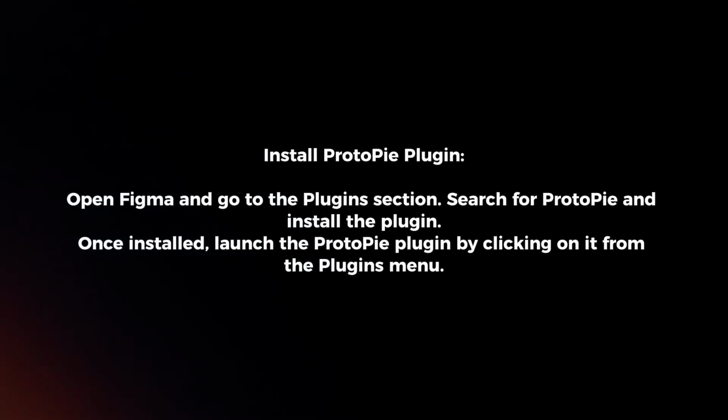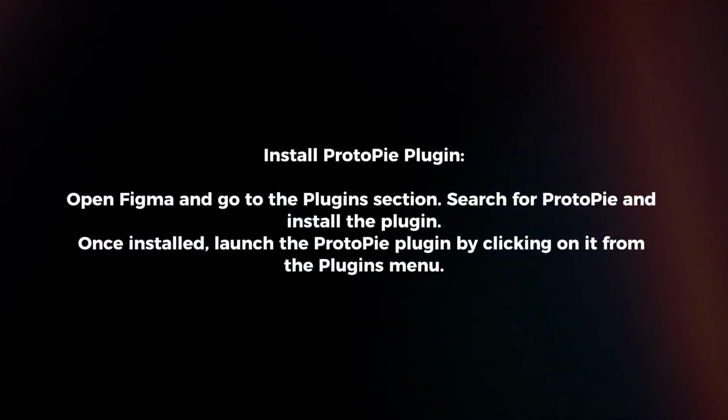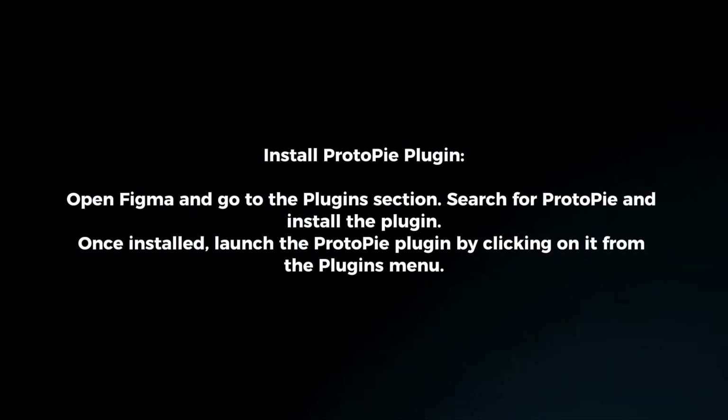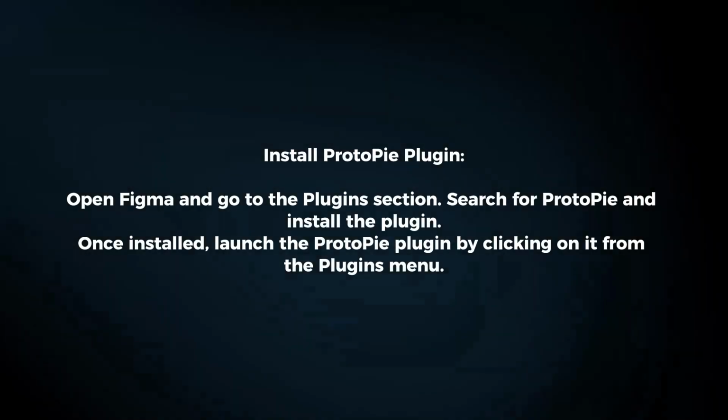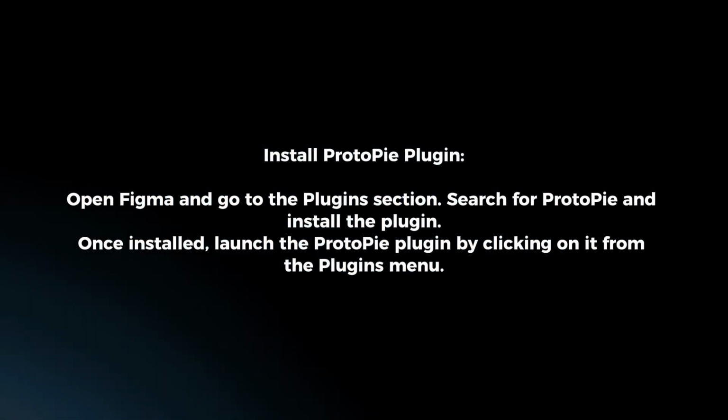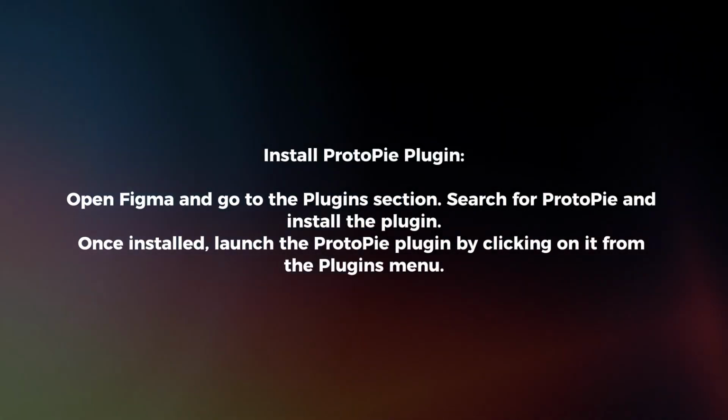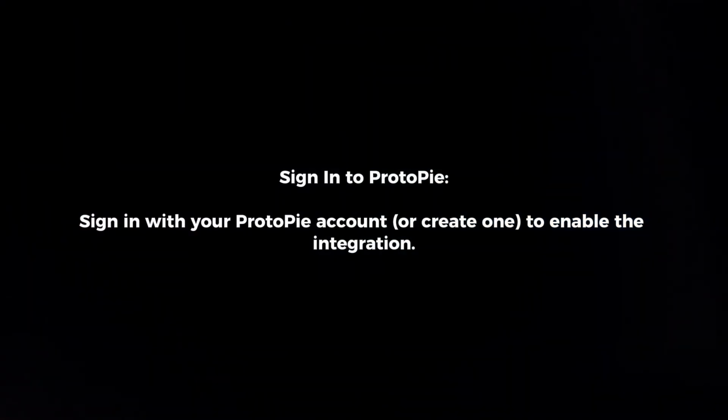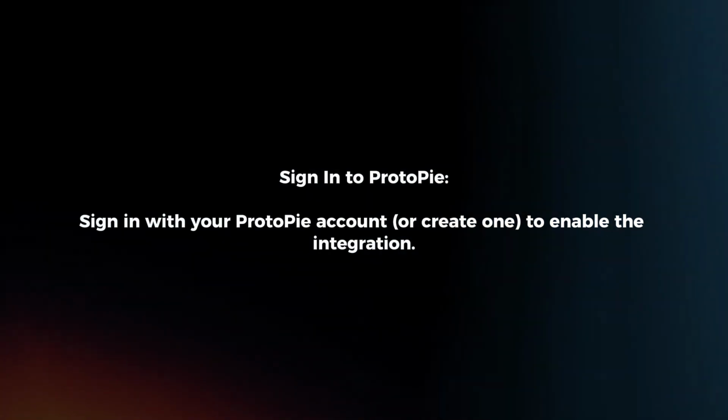Install ProtoPie plugin. Open Figma and go to the plugin section. Search for ProtoPie and install the plugin. Once installed, launch the ProtoPie plugin by clicking on it from the plugins menu. Sign in to ProtoPie. Sign in with your ProtoPie account to enable the integration.